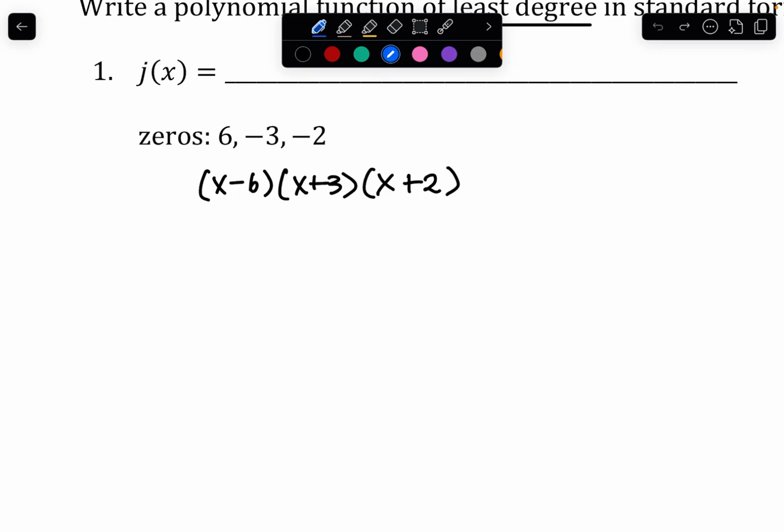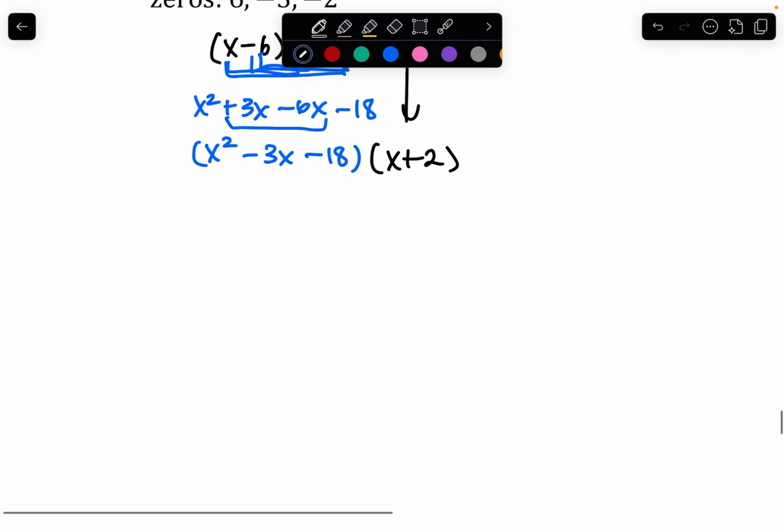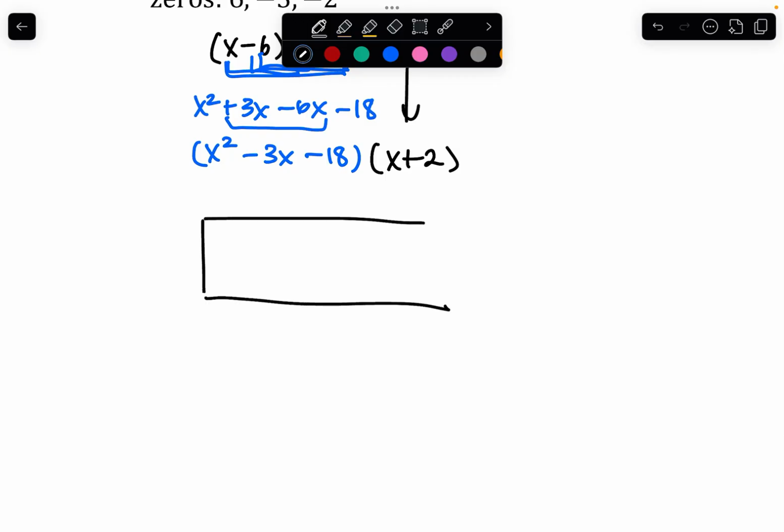So for the first, we're going to FOIL and get x squared plus 3x minus 6x minus 18. That would give me x squared minus 3x when I combine my like terms, minus 18. Put that back in parentheses because we still have to multiply the x plus 2. Okay, since I do have 3 terms by 2, that's when I like to use the box. I'm going to put my 3 terms along the top. You can put them along the side if you would like.